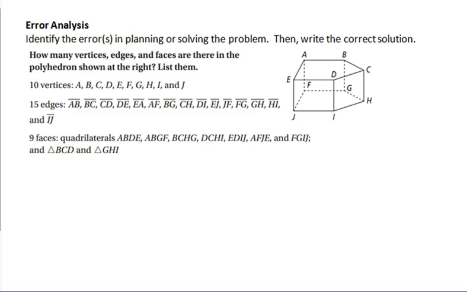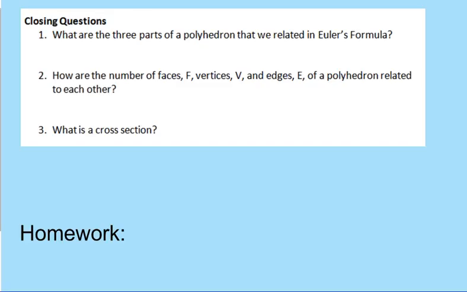So the last thing I'd like to look at is this error analysis. It says identify the error in planning or solving the problem. I don't believe this has to do with cross sections, but it has to do with going back to the faces, edges, and vertices and using Euler's formula. So I want you to do this error analysis, and once you're done with that, answer these last two questions. What are the three parts of a polyhedron that are related in Euler's formula? How are the number of faces, vertices, and edges of a polyhedron related? So that has to do with Euler's formula.